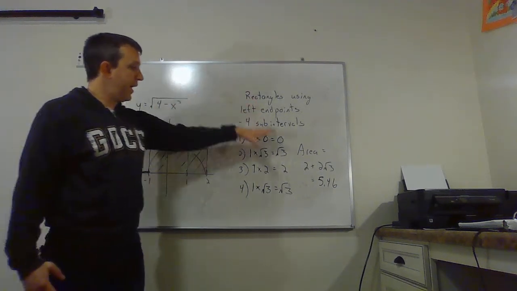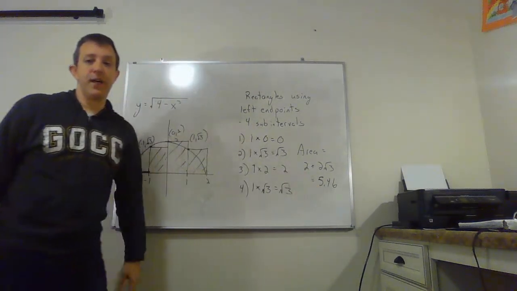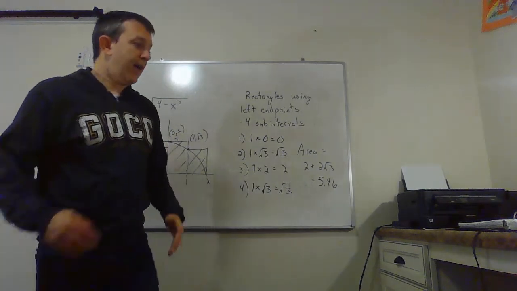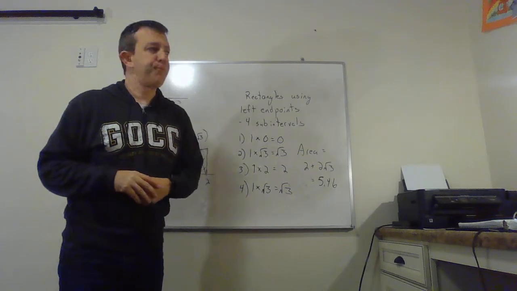But notice then, if I add it all together, I have a 2, and I have 2 squared, it's a 3. And if you type it into your calculator, you get 5.46. And that's a bit smaller than the 6.28 that we know is the actual area.